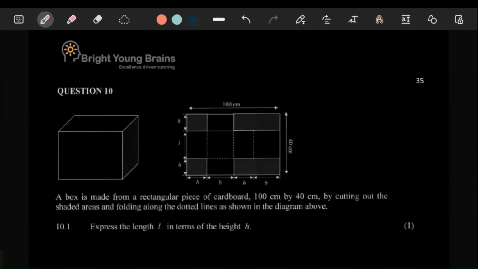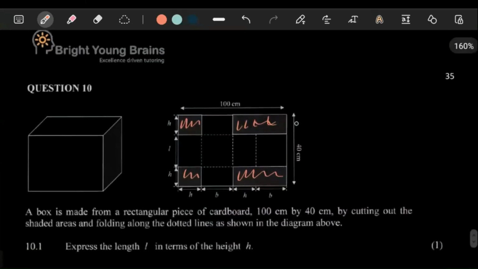Obviously, they don't use all of it to make the box. You only need some. Then they say it is made by cutting out the shaded areas, which is this part, that part, this part, and that part we cut out. And then it says unfolding along the dotted lines as shown in the diagram above. Express the length in terms of h. I don't think that should be a difficult question, because what we know is if this is 40, this is going to be 40.